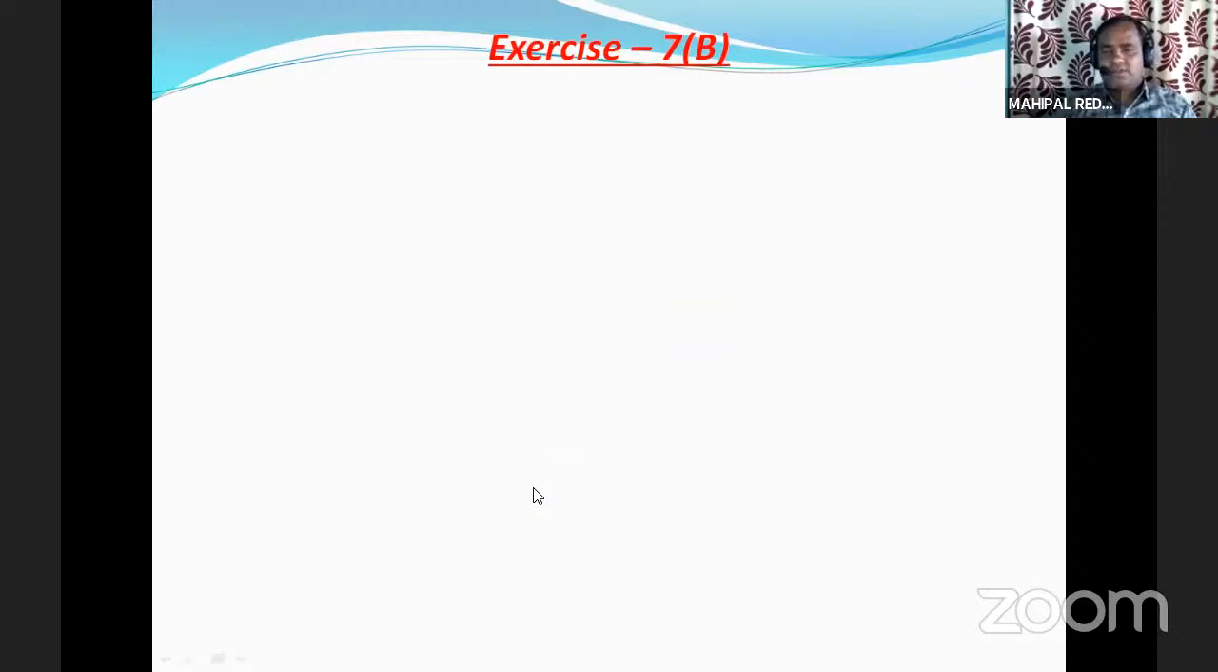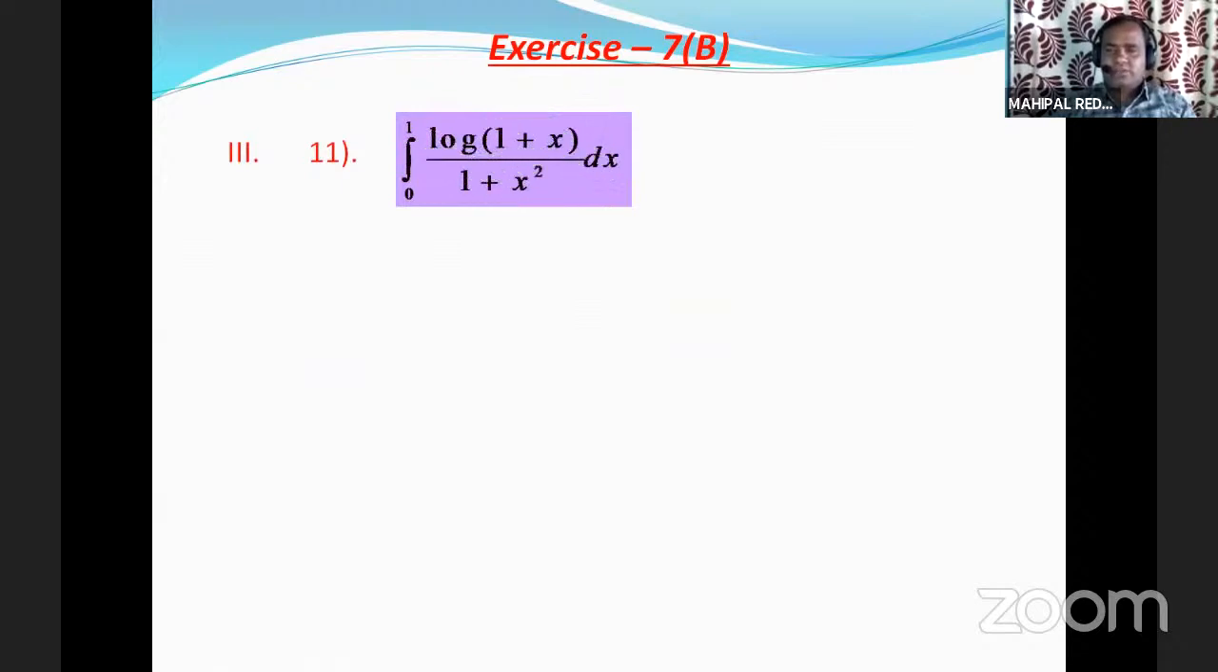Next, another problem, exercise 7b, third bit, 11th question. This is very, very important. It has been repeated many times as the 7-mark question. It is a very important problem in the IP examination, a 7-mark question.